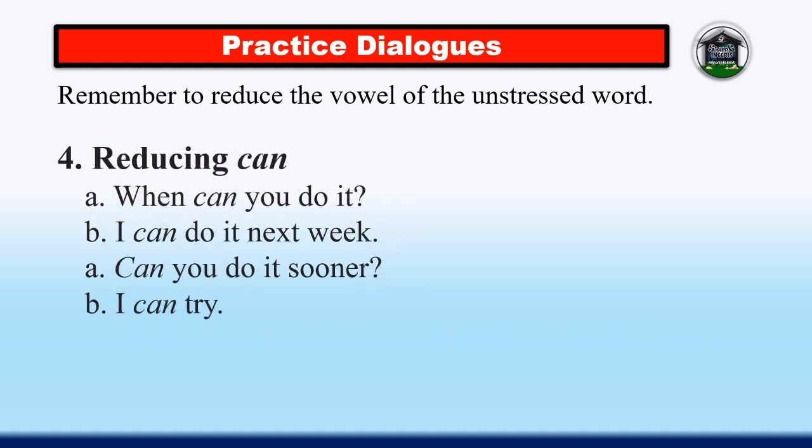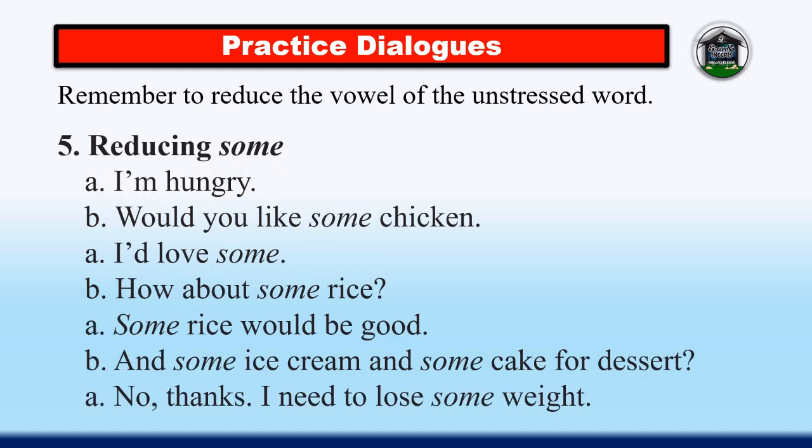Number 4, reducing can. When can you do it? I can do it next week. Can you do it sooner? I can try. Number 5, reducing some. I'm hungry. Would you like some chicken? I'd love some. How about some rice? Some rice would be good. And some ice cream? And some cake for dessert? No thanks. I need to lose some weight.